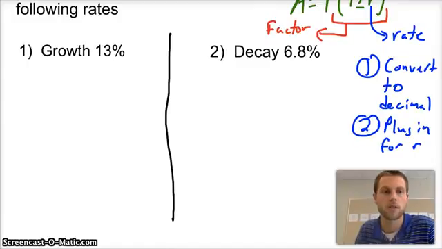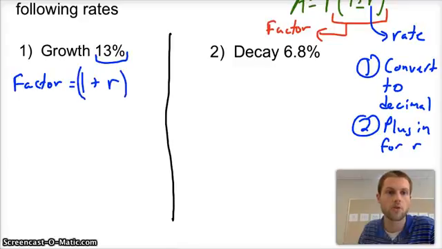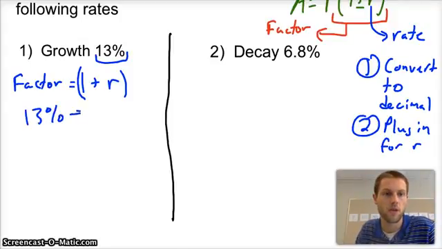So let's see how that works. Let's take a look at this first problem. We want to find a growth factor for a growth of 13%. So the factor, remember, is going to equal 1 plus R. And now I chose to use a plus because I'm growing, so I'm going to be increasing by whatever that rate is. So the 13% is going to be written as 0.13 as a decimal.